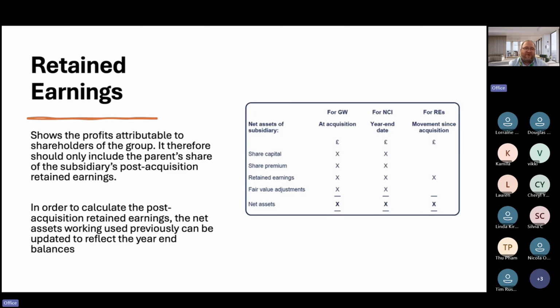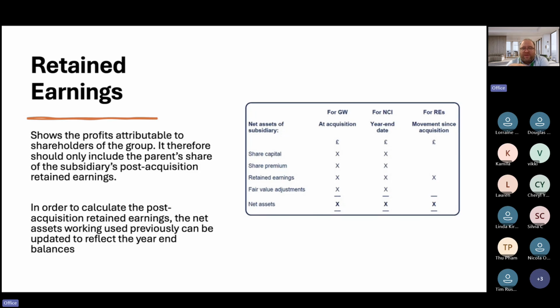It's the same thing for groups, apart from the profits are attributable to shareholders of a group of companies rather than one single company. So as it says, it should only include the parent's share of a subsidiary's post-acquisition retained earnings, because everything post-acquisition, or the parent's share of that, belongs to shareholders of the group. The pre-acquisition retained earnings are nothing to do with the group, and equally the non-controlling interest share of a subsidiary's post-acquisition retained earnings are not yours either.